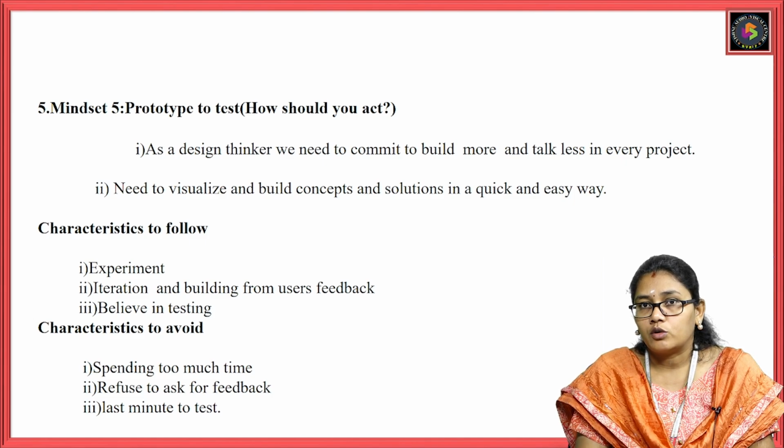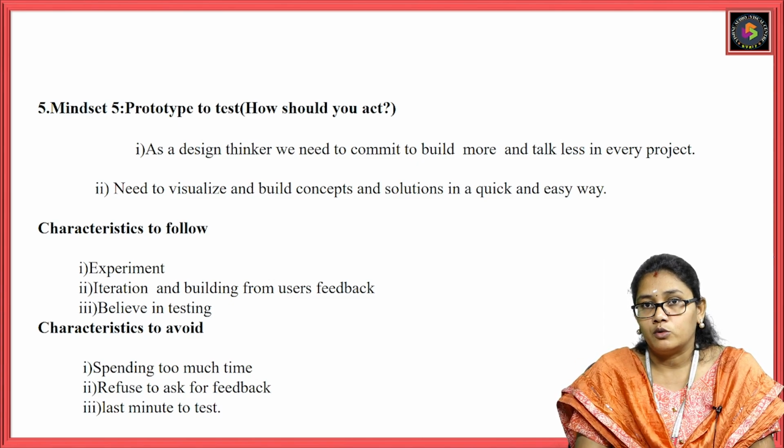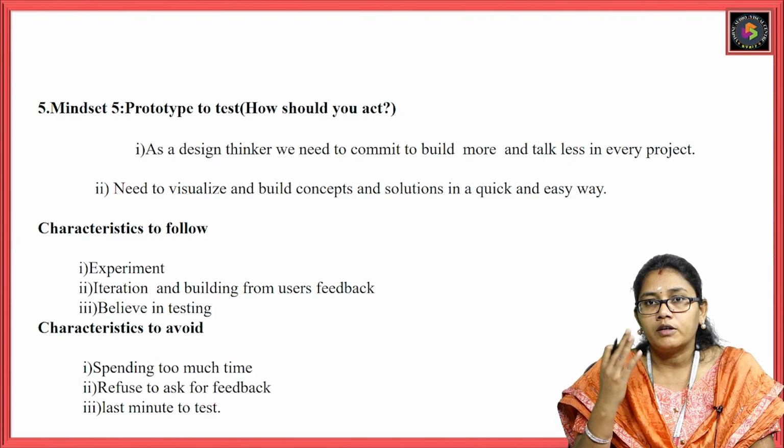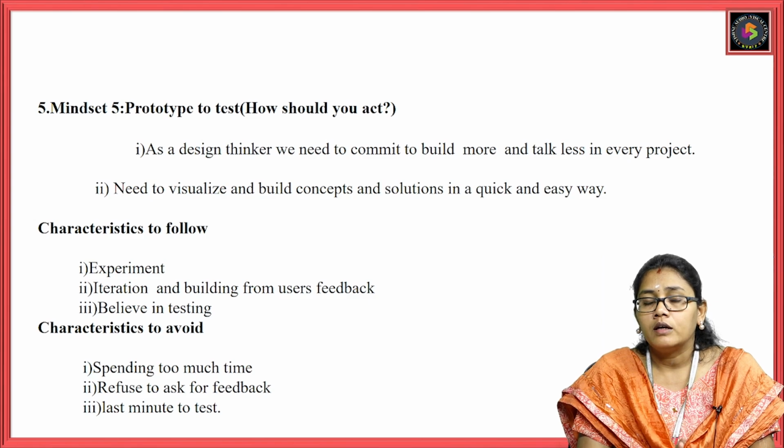And coming to characteristics to avoid: if we take too much time spending on a particular solution, that we are going to avoid in mindset 5. The second point, whatever ideas we are suggesting, we are going to ask for feedback from the users. Suppose they give any suggestion, based on that suggestion we will change our ideas. If we refuse to ask for feedback from others, that is the point we are going to avoid. Whatever ideas we are creating will be considered by others, and whatever suggestion they give, we are going to follow. That is the second point we are going to avoid in mindset 5.